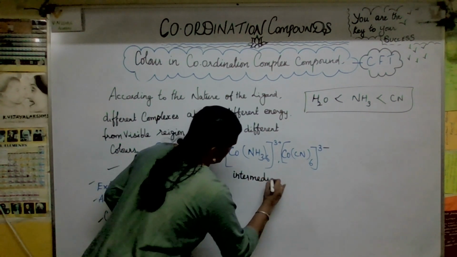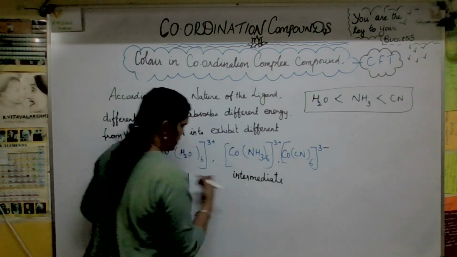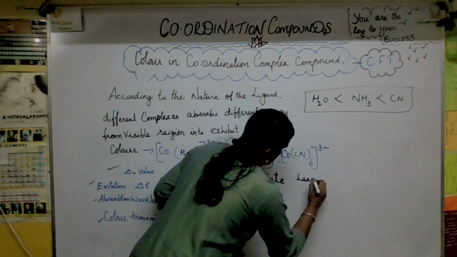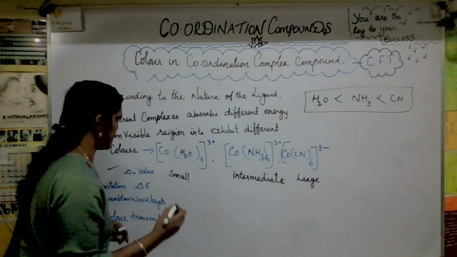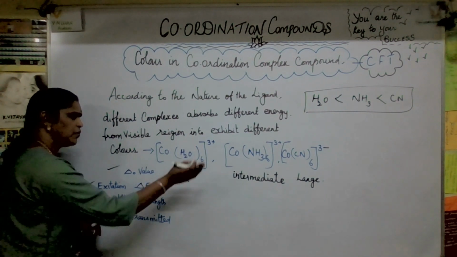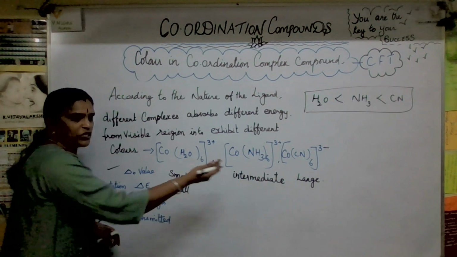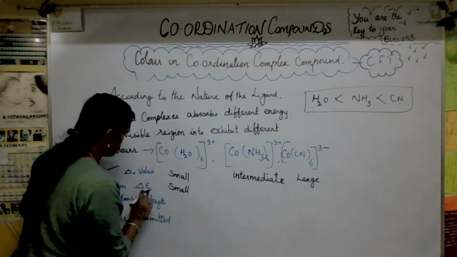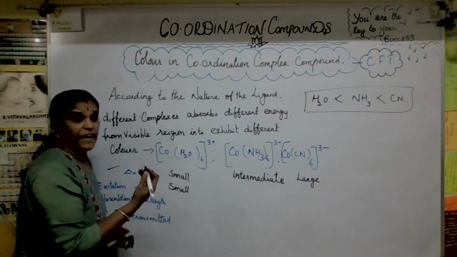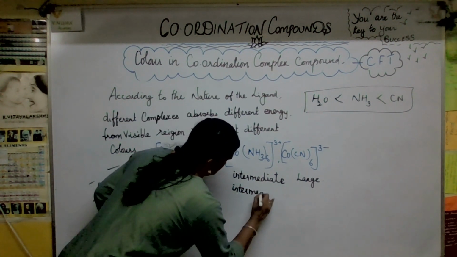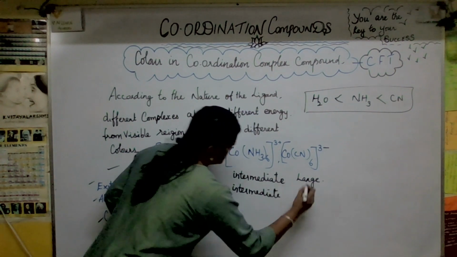Intermediate. Okay, we are comparing these three, right? So this is large because it is a strong ligand. Now the delta E value is also the same. Here it is small, because we have gone through it in the last sum, delta E, what is it? Energy level. Same, intermediate, intermediate, and this is large.